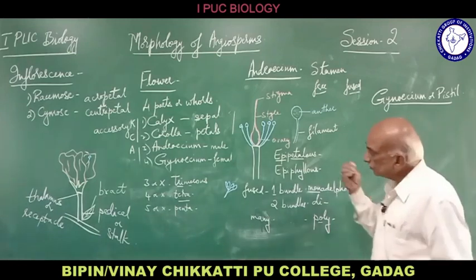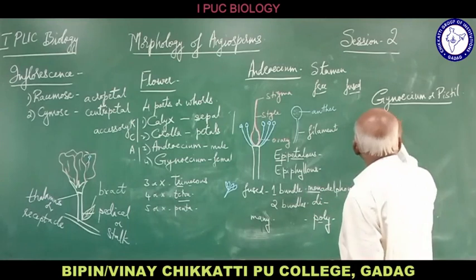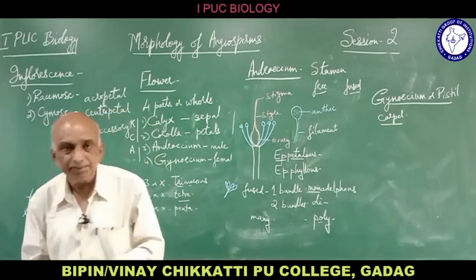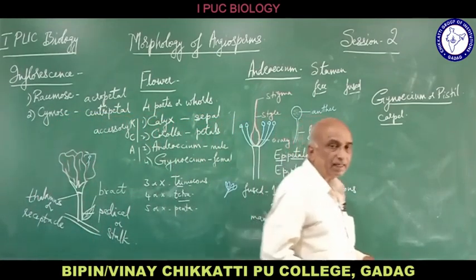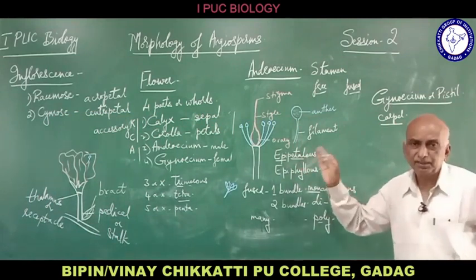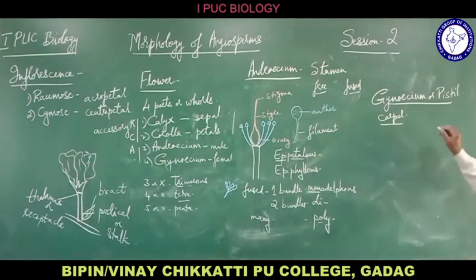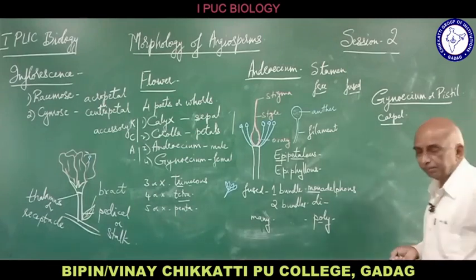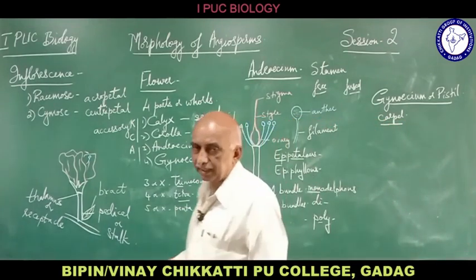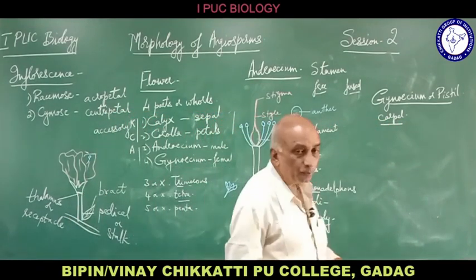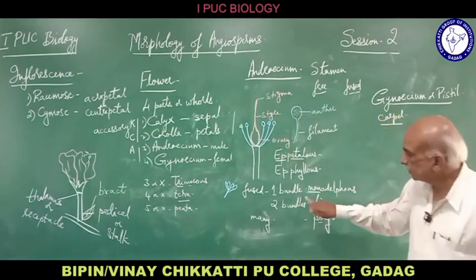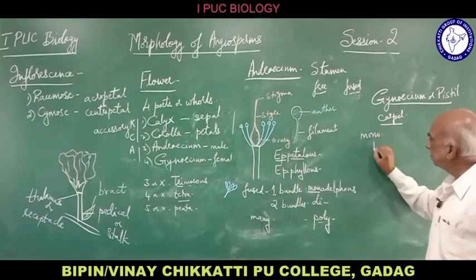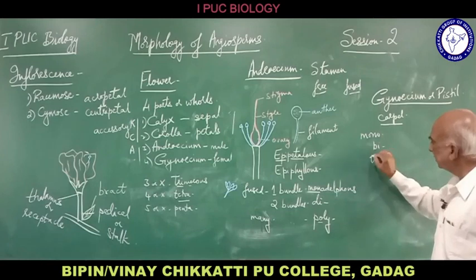Now the unit of the gynoecium is the carpel. Just as there are stamens in the androecium, there are carpels in a gynoecium. The carpel consists of the ovary, style and stigma. The number of carpels may differ. There may be a single carpel, two carpels, three carpels, like that. If there is a single carpel, it is a monocarpellary gynoecium. So monocarpellary gynoecium, bicarpellary gynoecium, tricarpellary, and so on.